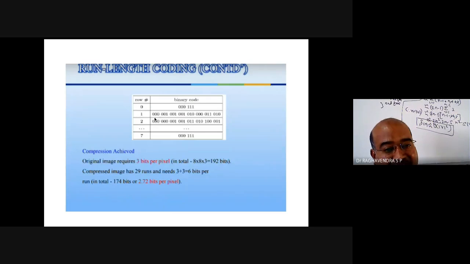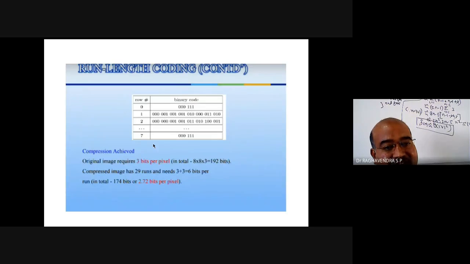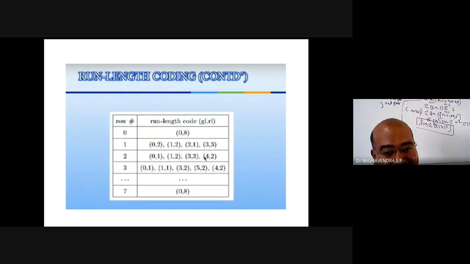Then similarly, here 0 0 0 0 0 1. So 0 0 0 represents this 0. 2 means first row. So first 0, that is 1 can be represented in binary as 0 0 1. Similarly, if you consider 4 comma 2, let us take this 4 comma 2. If you convert 4 into binary format, what happens?